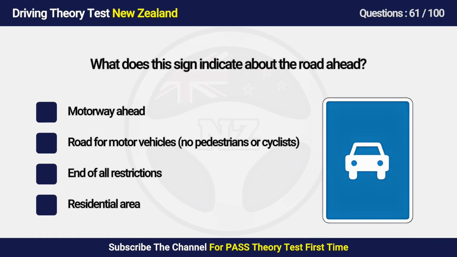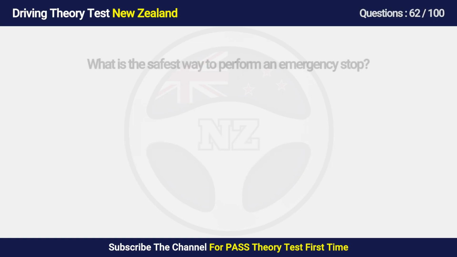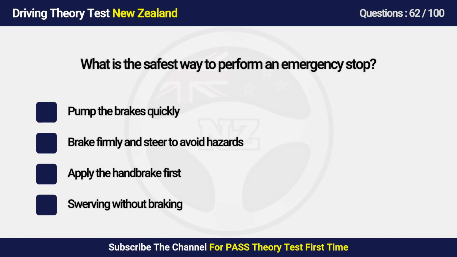A. Motorway ahead. B. Road for motor vehicles, no pedestrians or cyclists. C. End of all restrictions. D. Residential area. Answers is B. Road for motor vehicles, no pedestrians or cyclists. This information sign indicates a road specifically for motor vehicles, prohibiting pedestrians, cyclists, and other slow-moving traffic. Question 62. What is the safest way to perform an emergency stop?